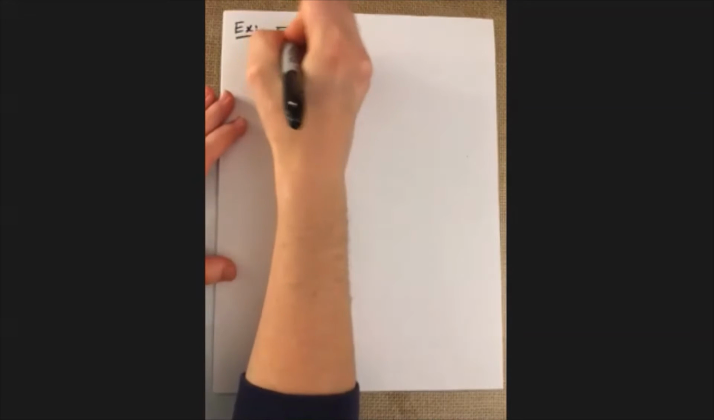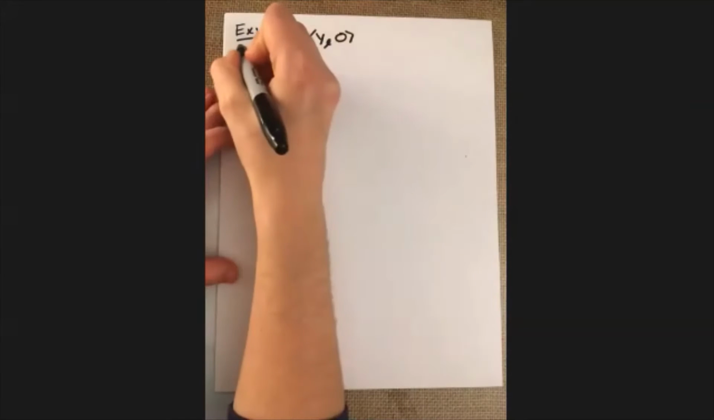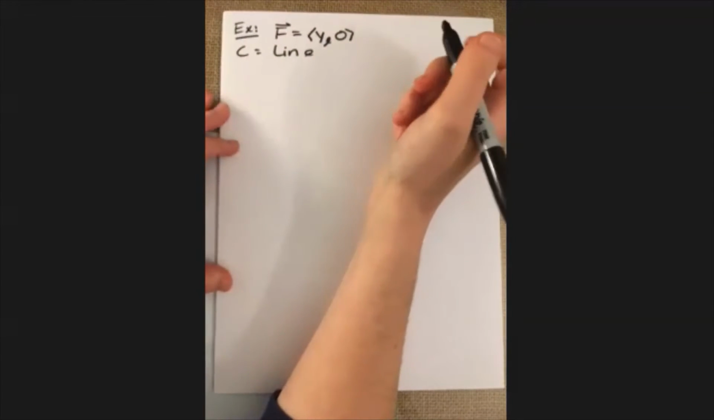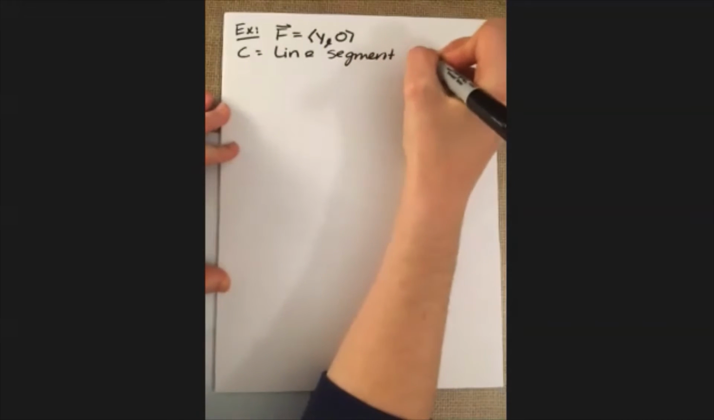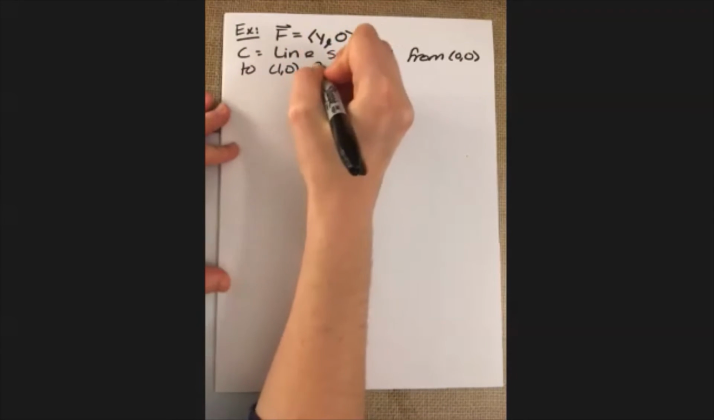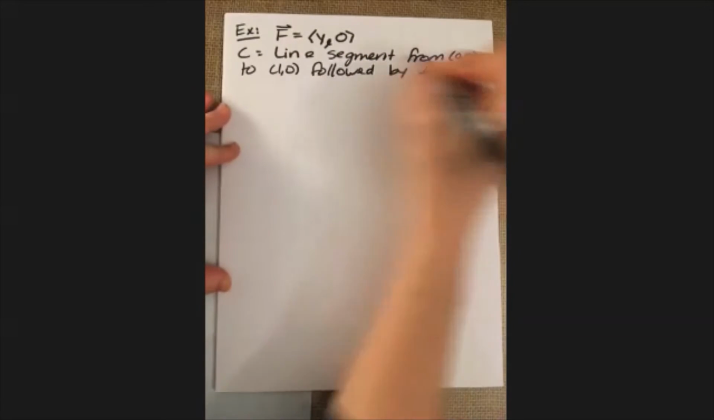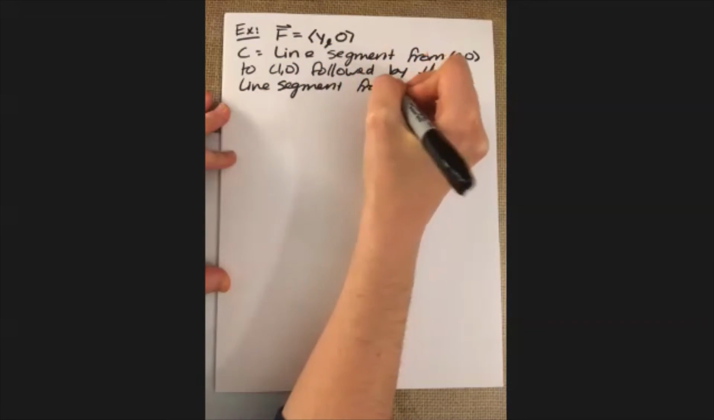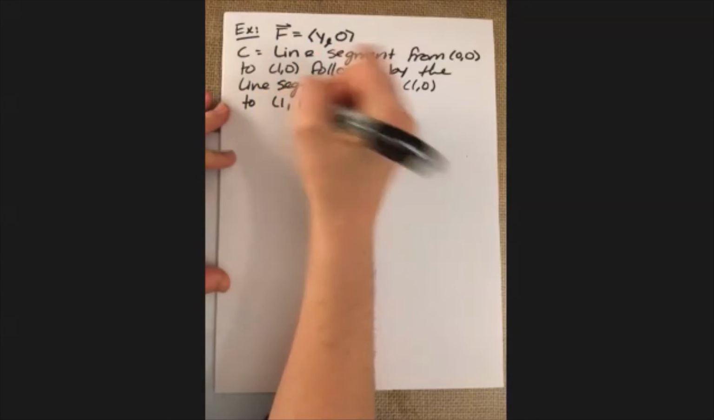Okay, so in this one, we're going to have the same vector field, y, 0, and our curve is actually going to be two line segments put together. So we have the line segment from 0, 0 to 1, 0, followed by the line segment from 1, 0 to 1, 1.